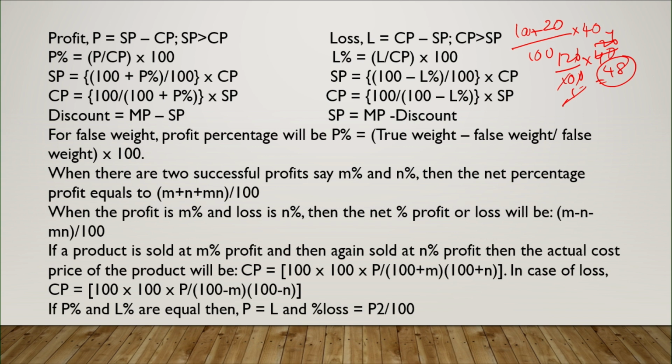So you can say that the selling price is 48 rupees and the cost price is 40 rupees when there is a 20% profit. Means when the profit percentage is known and the cost price is known, you can calculate the selling price as simply: selling price is equal to (100 plus profit percentage) by 100 into cost price. This is a formula.